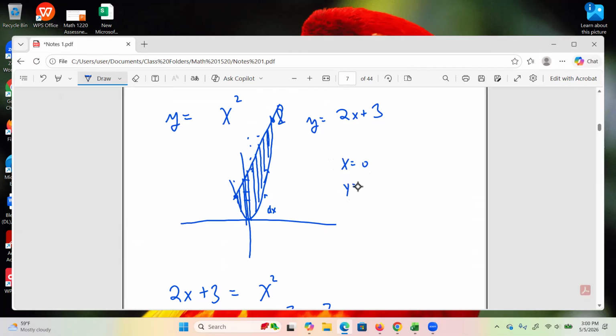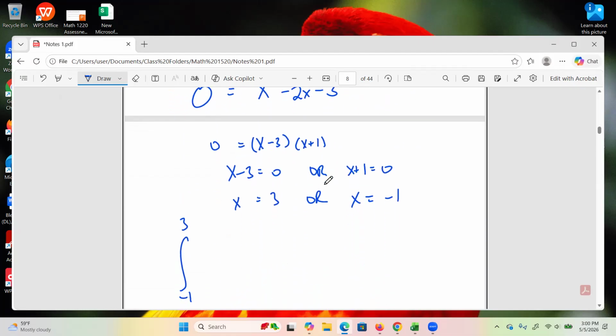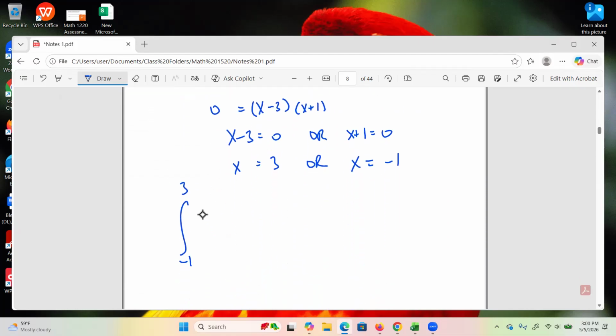So with y equals x squared, we have y is equal to 0 squared, which is equal to 0. Or we have y is equal to 2 times 0 plus 3. That's going to give us 3. Which one is bigger? Well, the 3 is bigger. So the line goes on top of the parabola, okay, in this case. Okay, so we can say the line goes on top of the parabola.